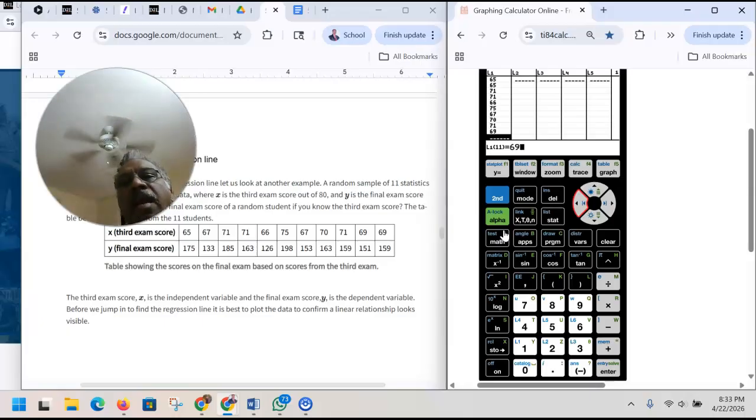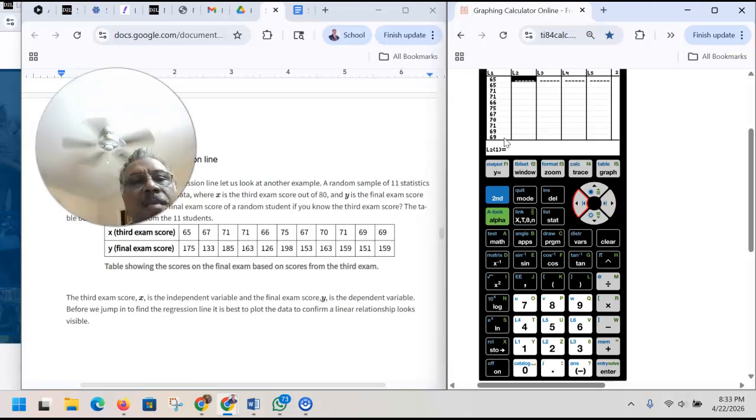So let's take care of all those things. And then you go all the way up, right click, okay. And the numbers are 175, 133, 185, 163, 126, 198, 153, 163, 159, 151, 159.